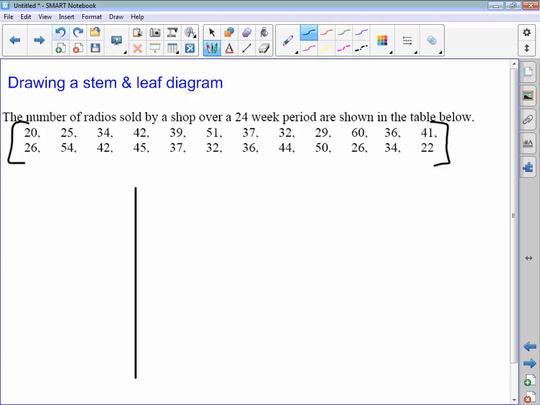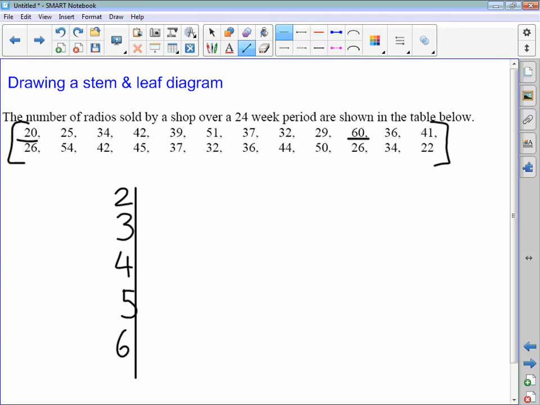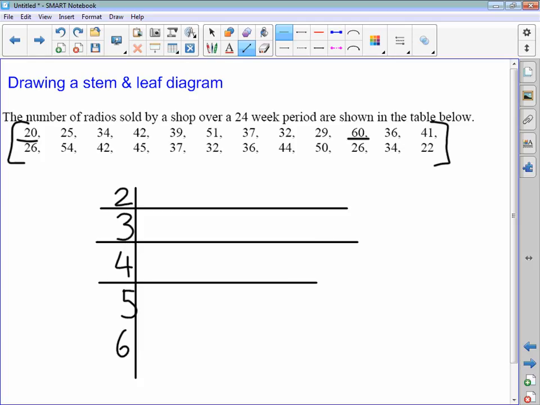The smallest number looks like it's 20. Therefore, we need to start our stem with a 2 for 20s. And it looks like our largest number is 60. So we need our stem to go up to 6 to represent 60. So we're going to draw 3, 4, 5, and a 6. We're going to draw in some lines there where we're going to write the leaves, so the units part of the numbers.